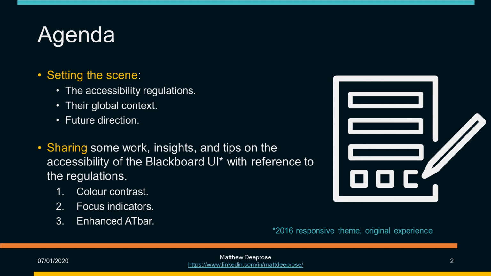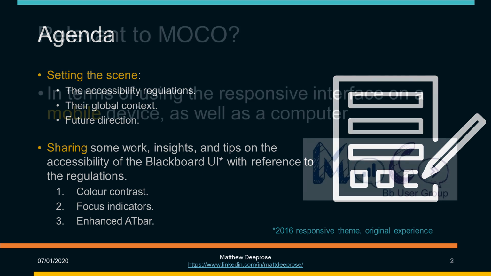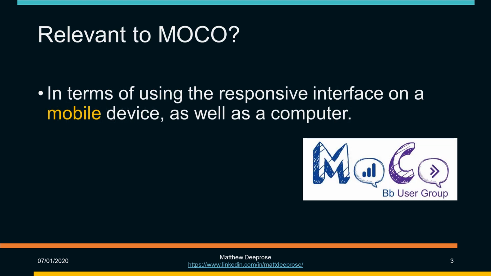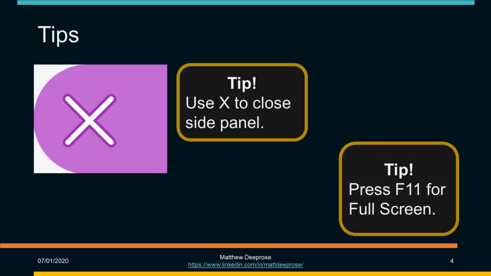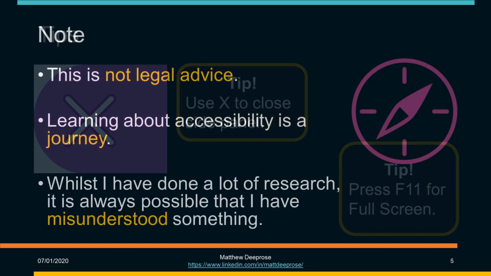Everything that I'm talking about refers to the 2016 responsive theme for the original experience for Learn. And as Amy said, it's not particularly about the mobile app, but the responsive interface does make Blackboard better for use on a mobile device. And if you're watching this remotely, you might want to close the sidebar and press F11 to maximize the space available to see the slides.